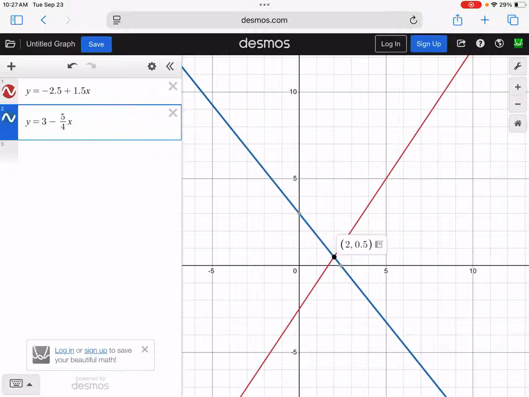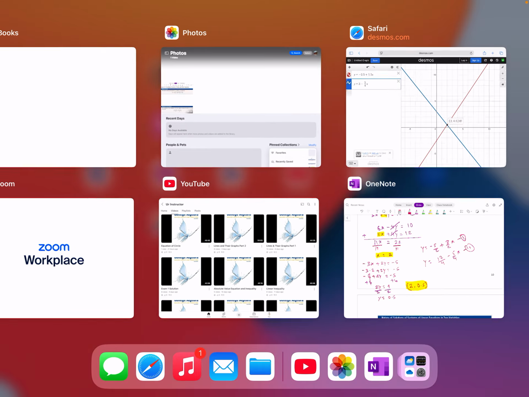Now, if you use a graph to solve, then we call this a graphical method, okay? But we used the elimination method. We eliminated our variable y, and we solved this system of linear equations. Any question? Okay. Now, let's go to the next example.